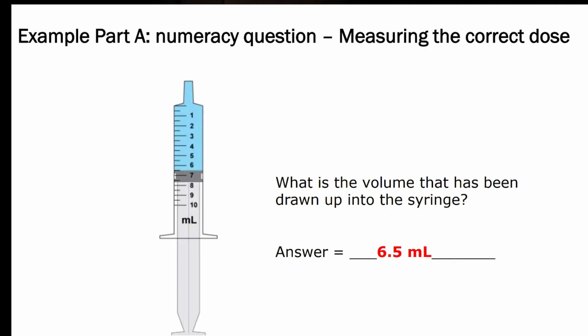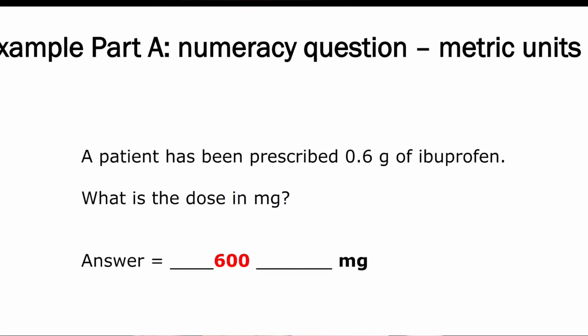Now we will see the examples of numeracy questions. On measuring the correct dose, in the given picture you can see that there is one syringe, and the question is what is the volume that has been drawn up into the syringe. You have to answer the number as well as the unit which is given on the syringe.